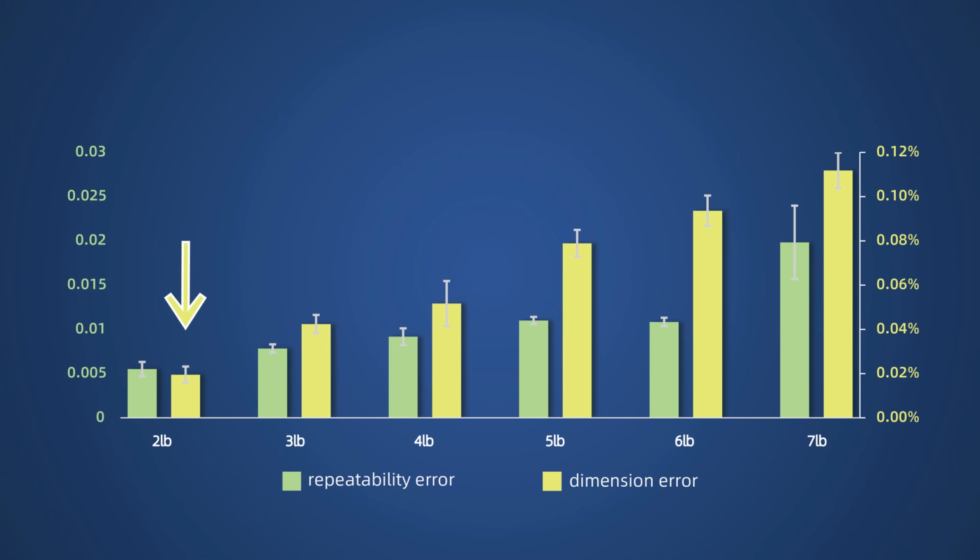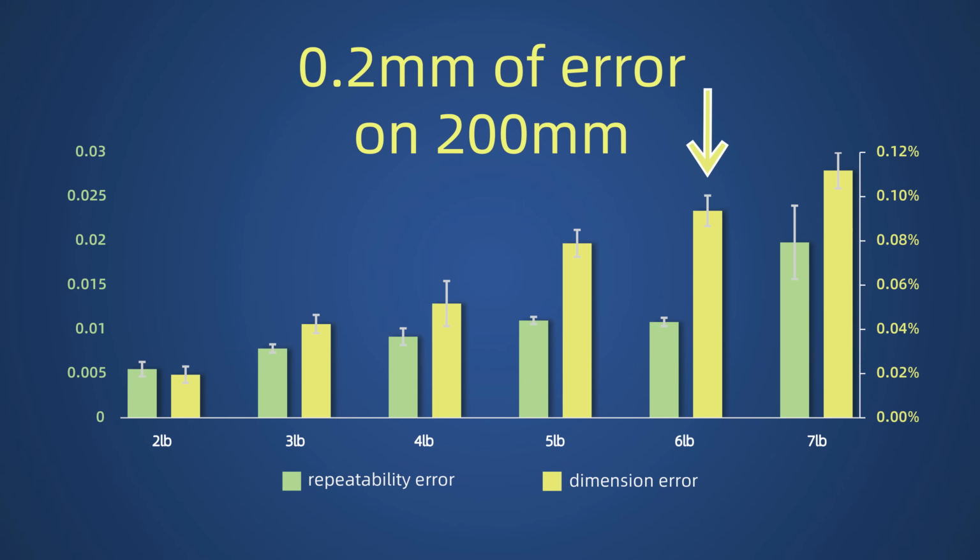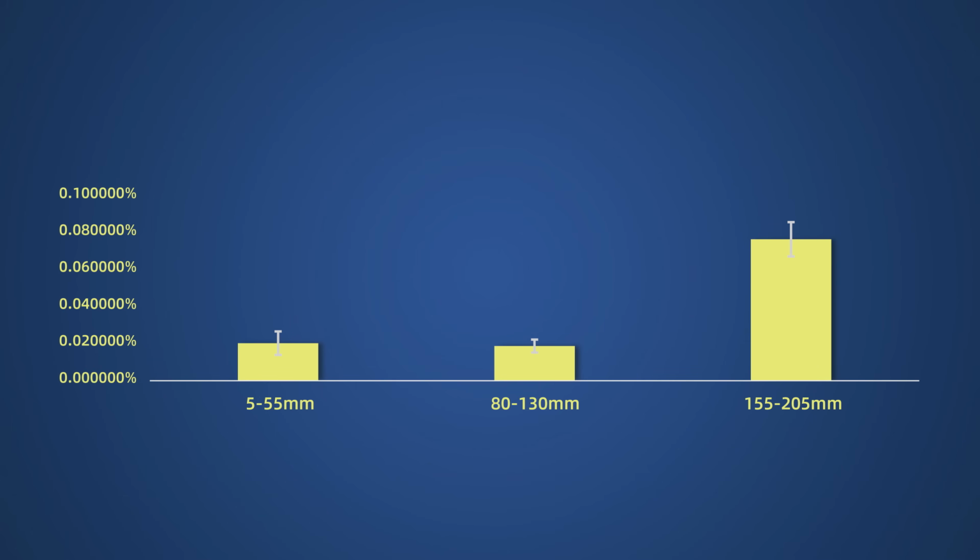For example, a 2 pounds tension results in an oversize of approximately 0.02%, while a 6 pounds tension results in an oversize of nearly 0.1%. This can lead to an error of 0.2 mm on a 200 mm of travel, which is not negligible. After further experiments, we found that the dimensional deviation due to movement on the y-axis was less on the side closer to the motor and more on the side further away. It is not uniform over the entire range of the y-axis.